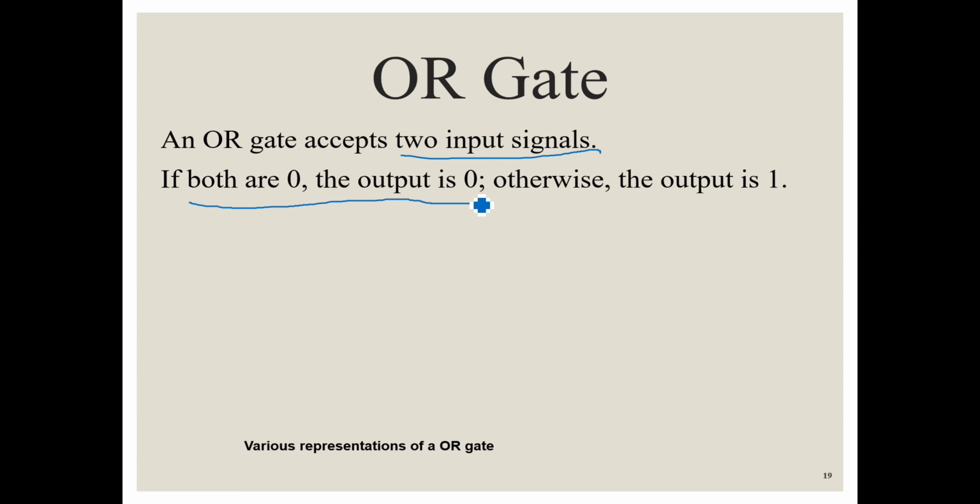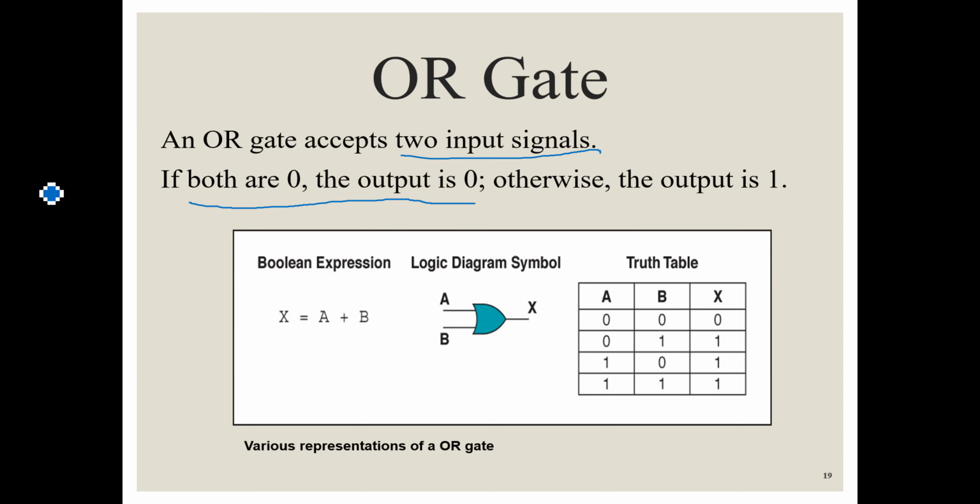So now let us see the Boolean expression, its symbol and also its truth table. This is a Boolean expression. What is the Boolean expression of an OR gate? X equal to A plus B. This is not multiplication, it's an additive symbol. It's a Boolean addition between these two.